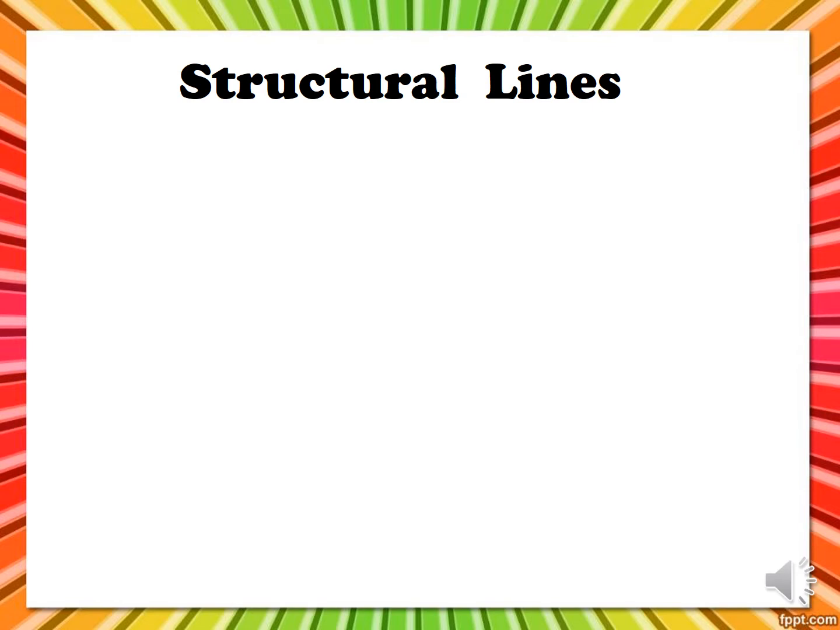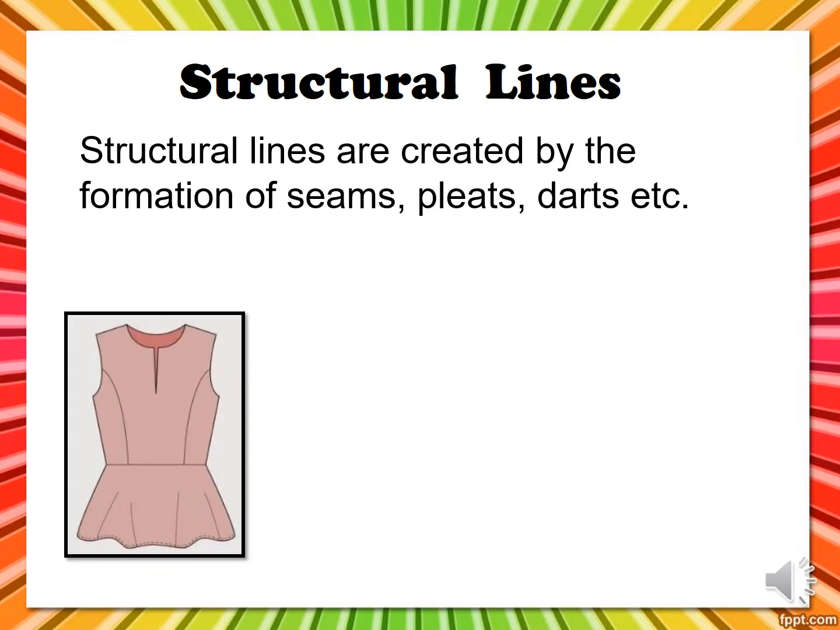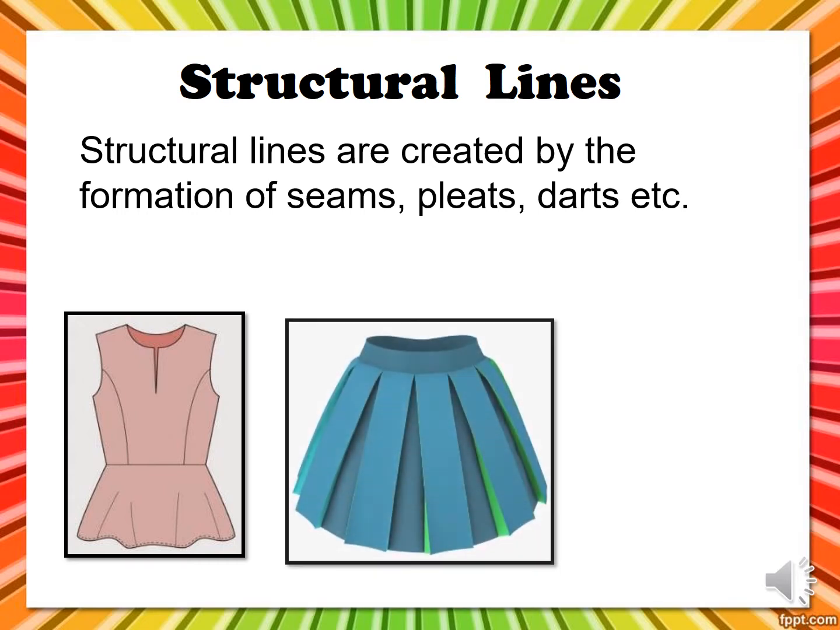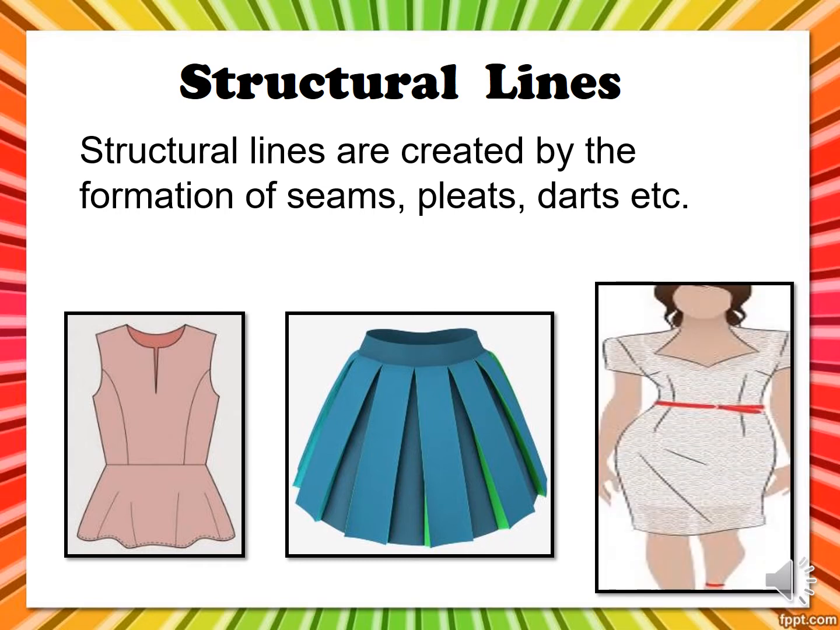Now let us look at structural lines. Structural lines are created by the formation of seams. We'll observe this blouse below. Seams are where you join two pieces of fabric together. From the observation of this blouse, we are seeing 1, 2, 3, 4 pieces. Wherever those 4 pieces are joined creates a structural line. Pleated skirts, you are seeing structural lines. On this dress, you observe darts, and darts are structural lines.